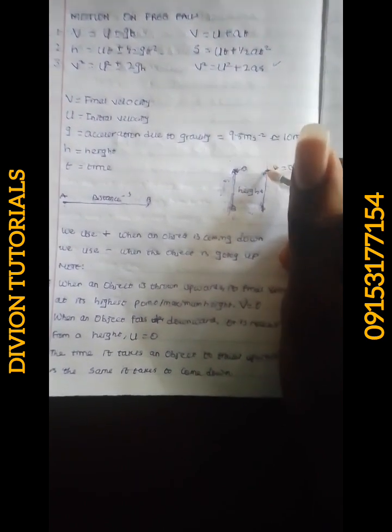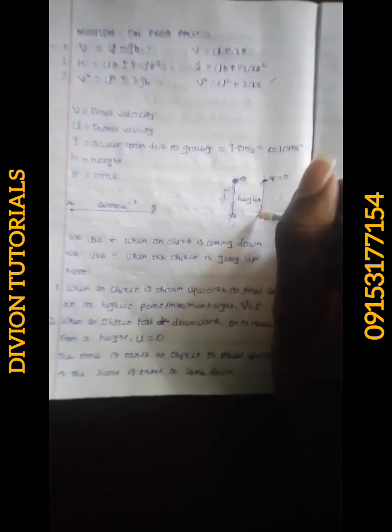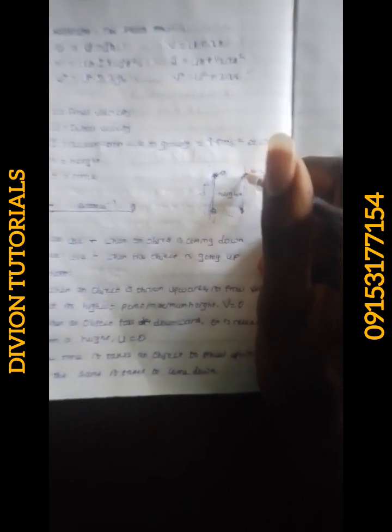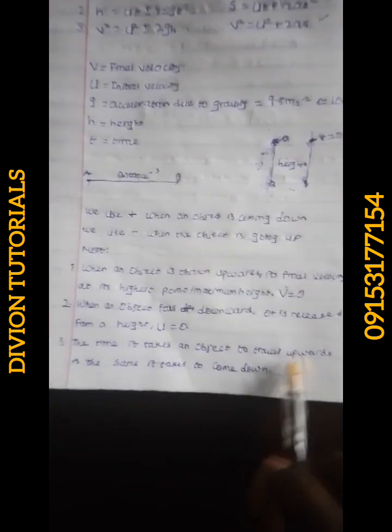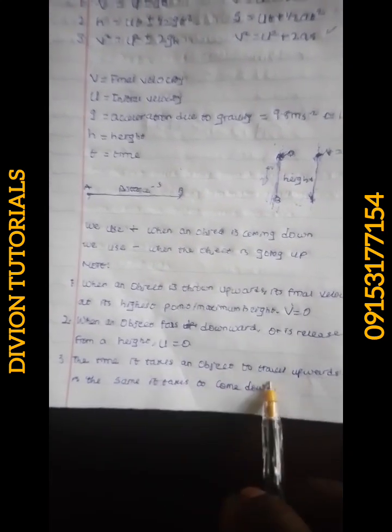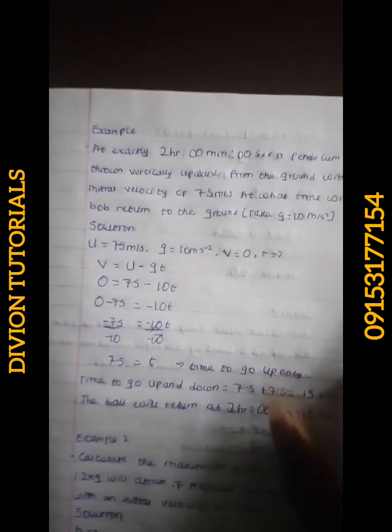So to get your total time spent in air, it is the time taken to go up plus the time taken to go down. And remember, I said the time taken to go up is always the time taken to come down. Take note of that. You can see it here. The time it takes an object to travel upward is the same it takes to come down. So let's go to example.